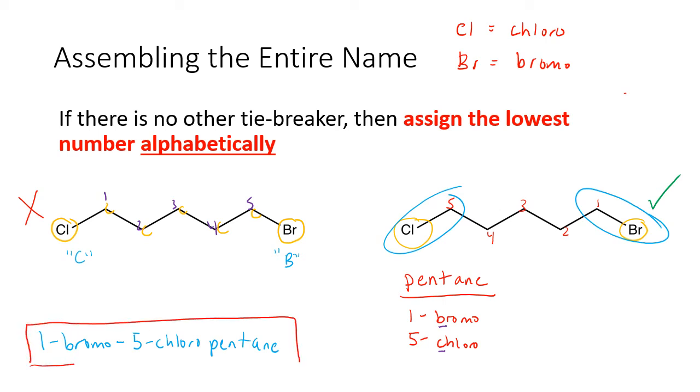So we don't have any multiple groups. That's why we didn't need to use any commas, because we didn't have to combine any same substituents in this example. So we have 1-bromo-5-chloropentane.